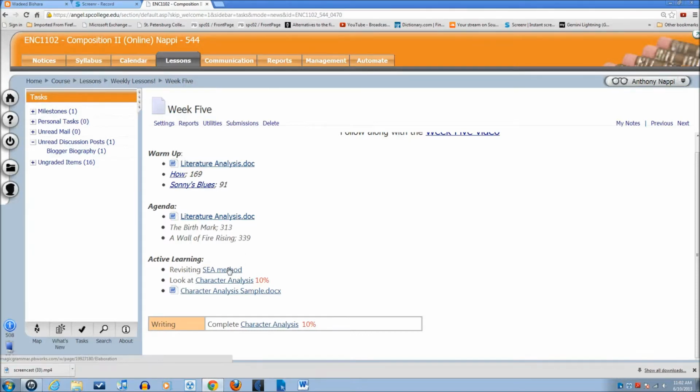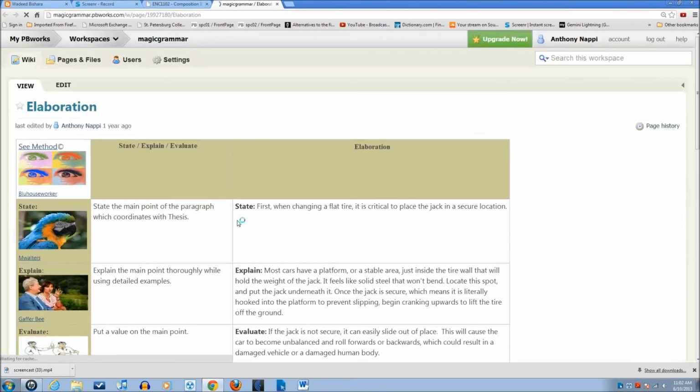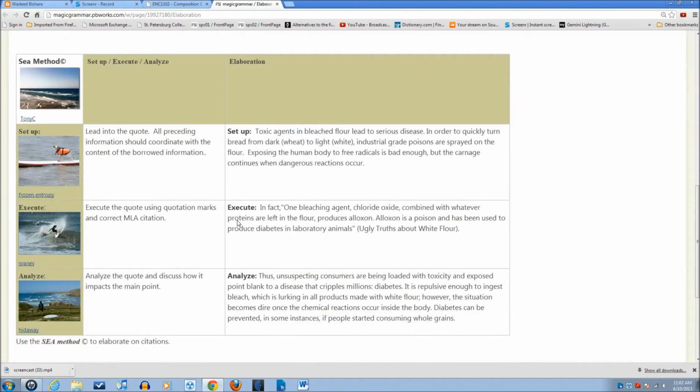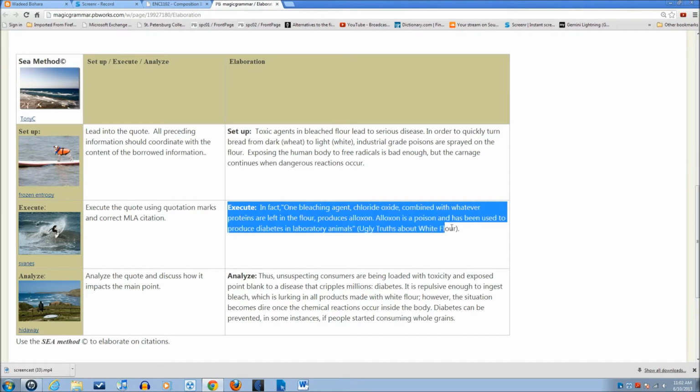Active learning, I want you to revisit the C method, SEA, scroll to the bottom: set up, execute, analyze. So every time you put a quote in, it should be set up and analyzed. Look this over one more time because you're going to have a paper due at the end of the week, and I want to make sure you understand this concept.